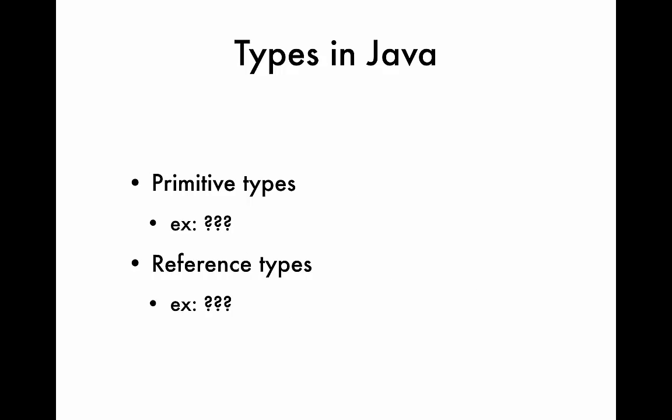In Java, there are two major categories of types: primitive types and reference types. Primitive types refer directly to simple values, while reference types refer to objects. If I give you 5 seconds to pause the video, can you come up with 3 primitive types in Java and 3 reference types in Java? 5 seconds starting now.